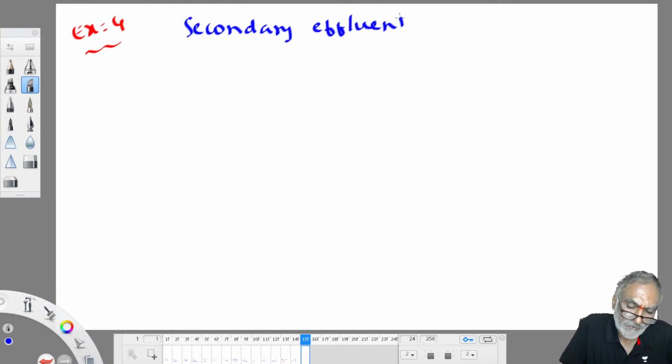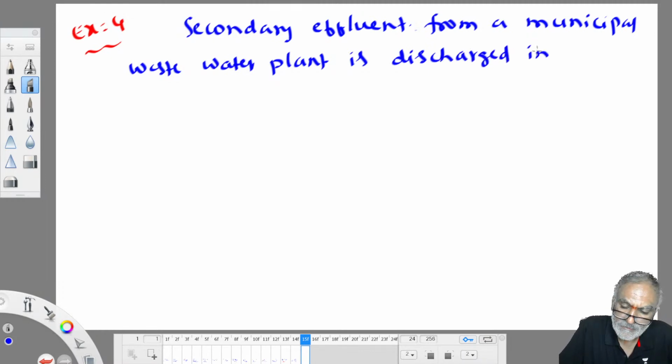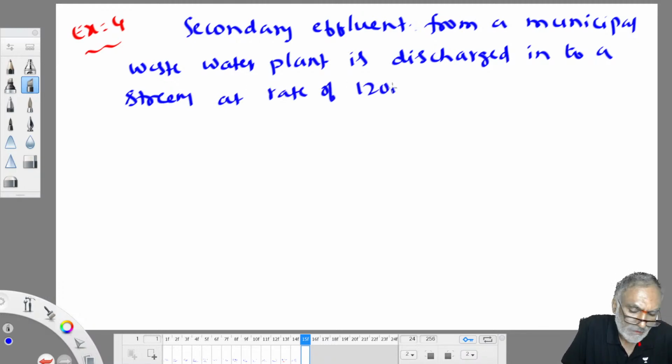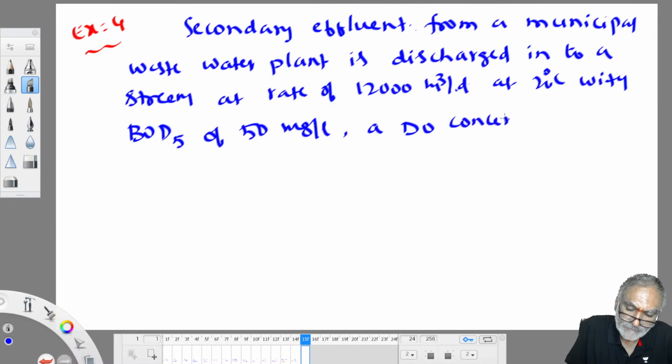Secondary effluent means effluent coming from secondary treatment plants. Secondary effluent from a municipal wastewater plant is discharged into a stream at a rate of 12,000 meter cube per day, at 20 degrees Celsius, with a BOD5 of 50 milligram per liter and a DO concentration of 2 milligram per liter.